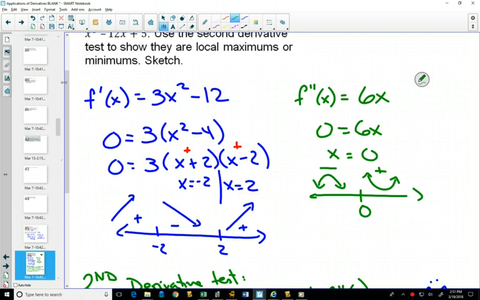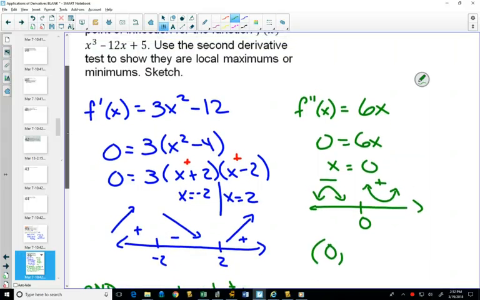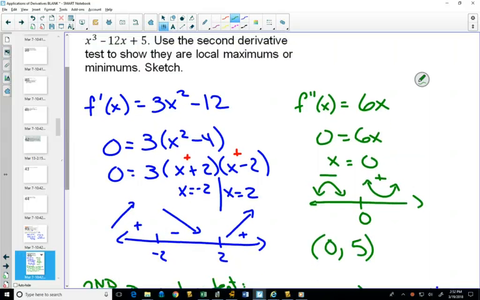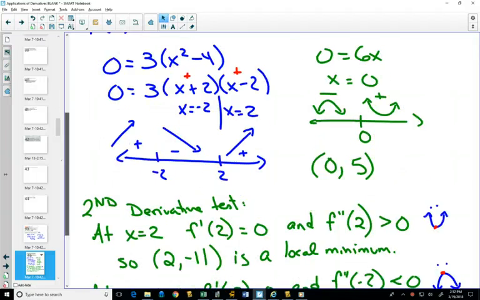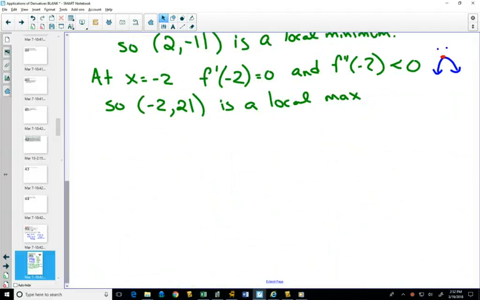So the other thing that we would have on here is once we got 0 as an inflection point, you'd plug in 0, which is 0, 5. And we can now sketch the graph.